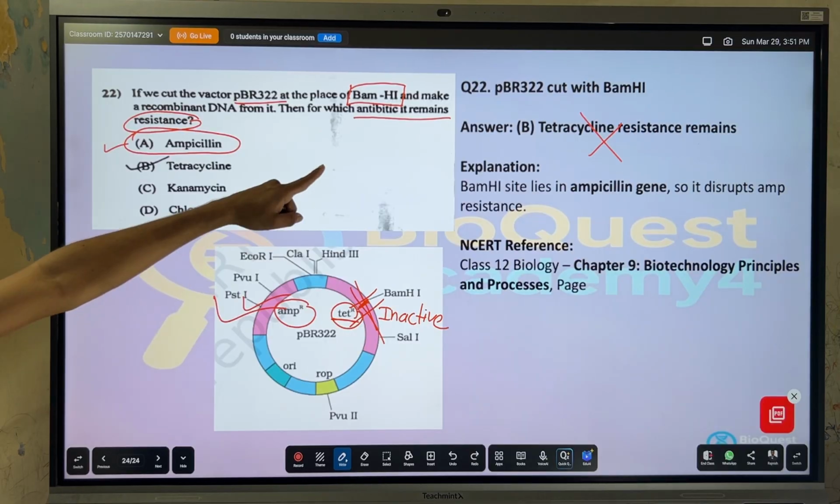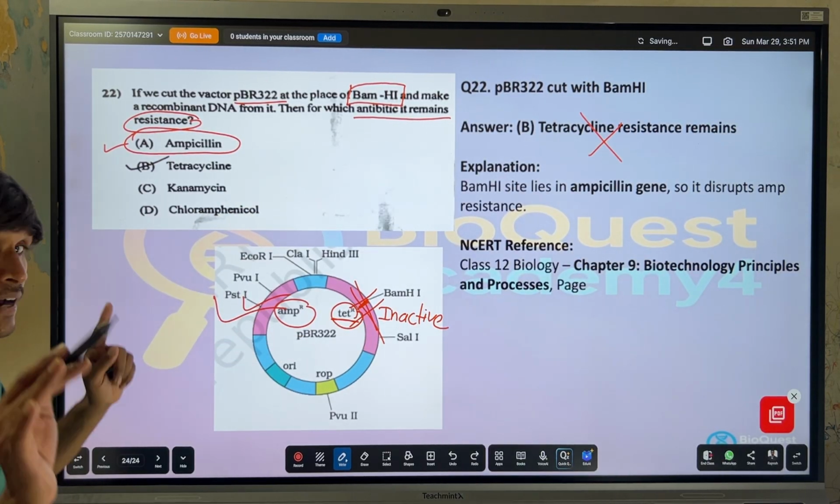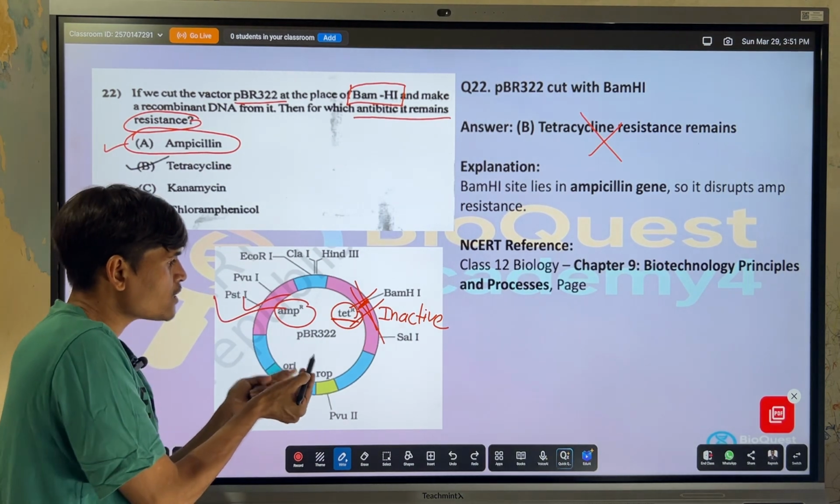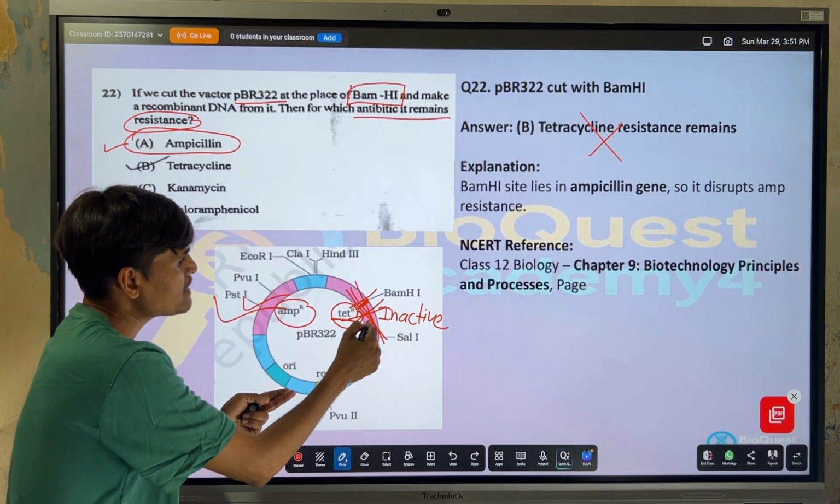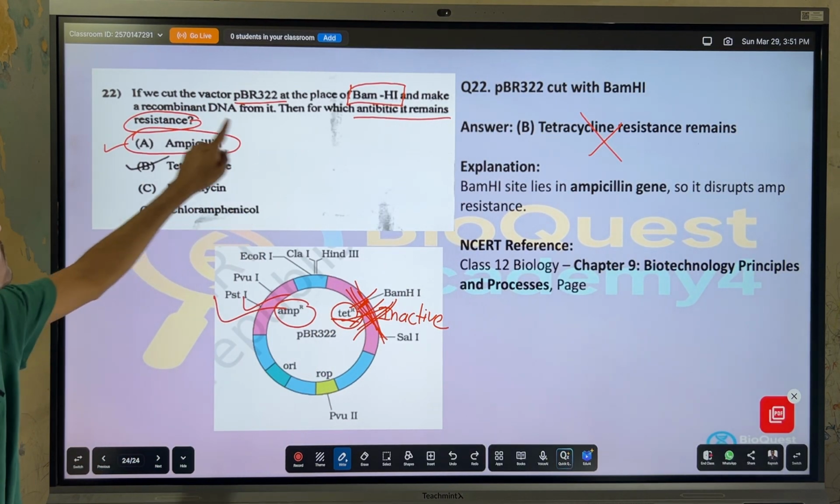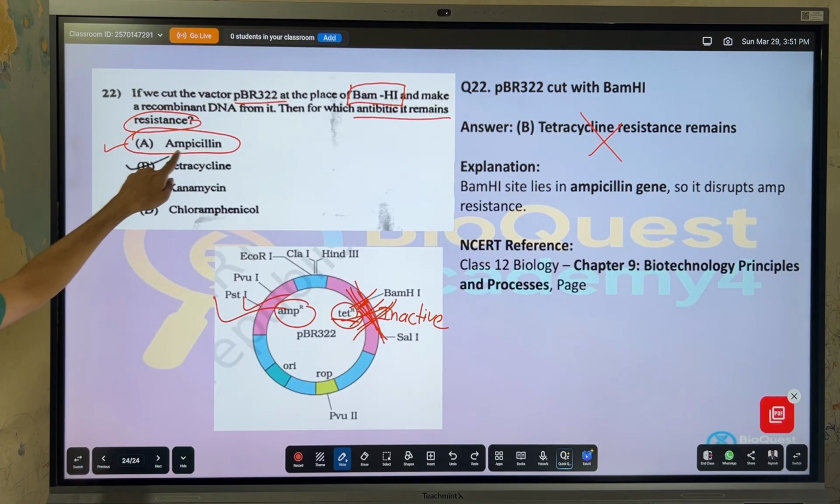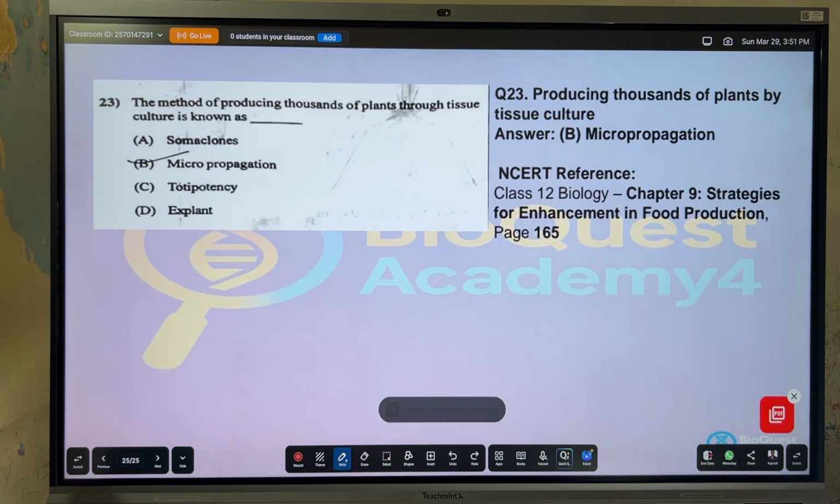My mistake over there, it's a mistake, not that. Over here, from the diagram, and again this is from the diagram we are doing it. So this is tetracycline remains inactive, so forget it. Ampicillin remains as it is, remains resistant from ampicillin gene. That's it. Directly.